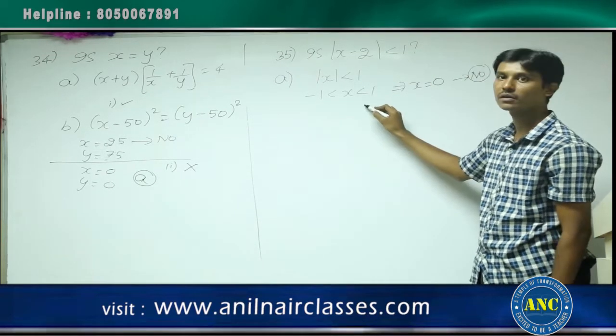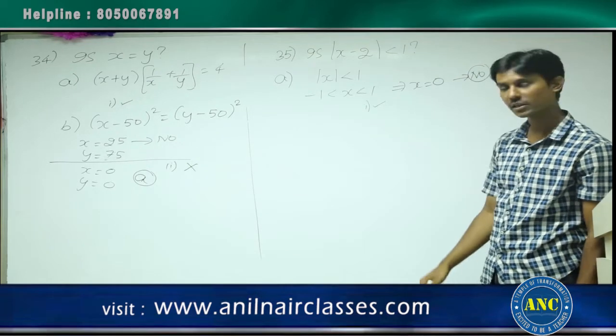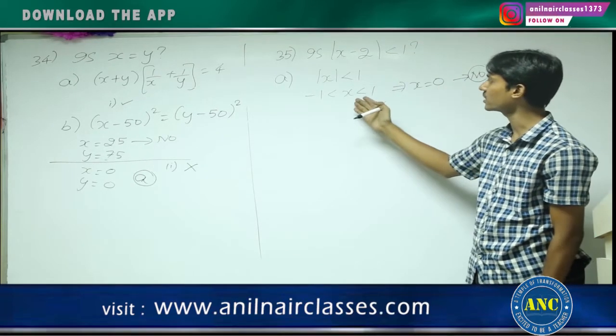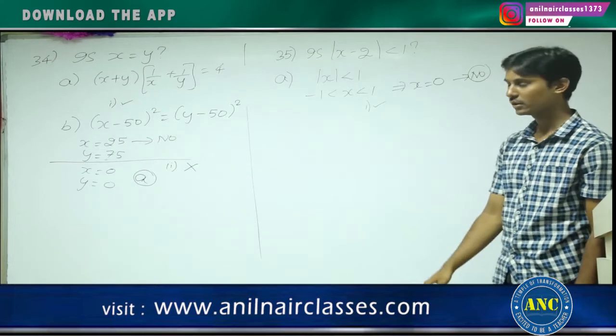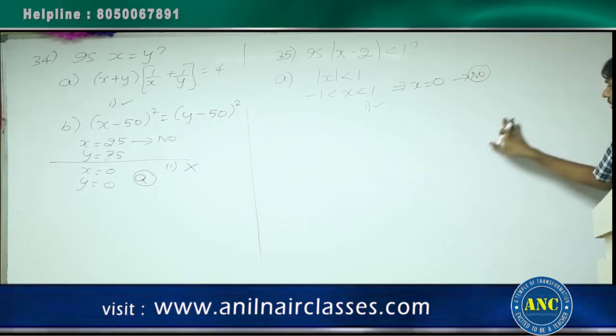You are getting a unique answer because there is only one integer value which will satisfy. You can take decimal values also. Suppose you take any decimal values also, still you will get no only. Statement 1 alone is sufficient.